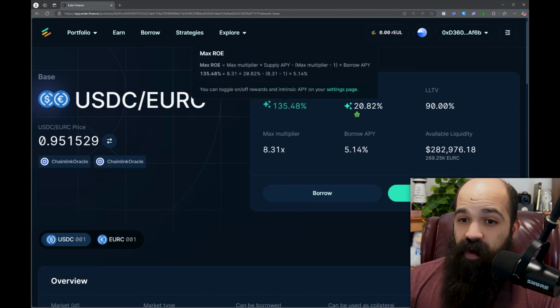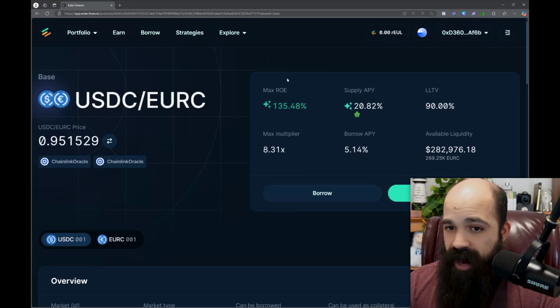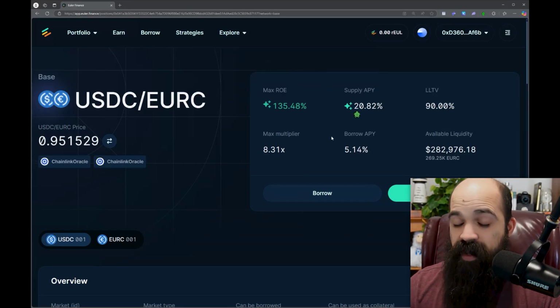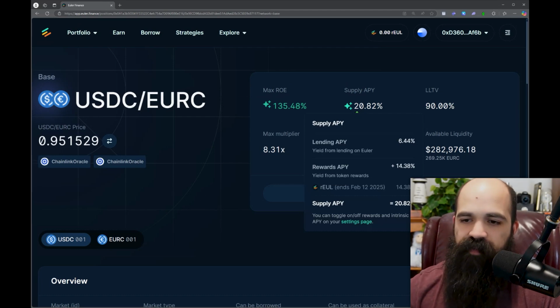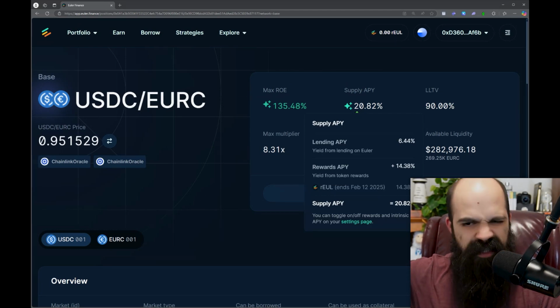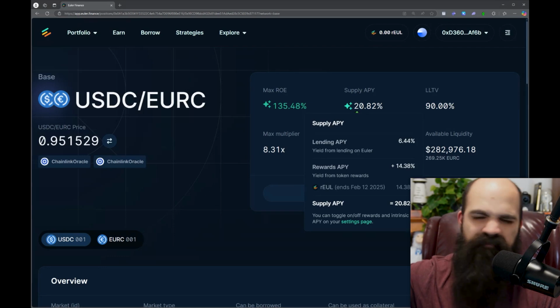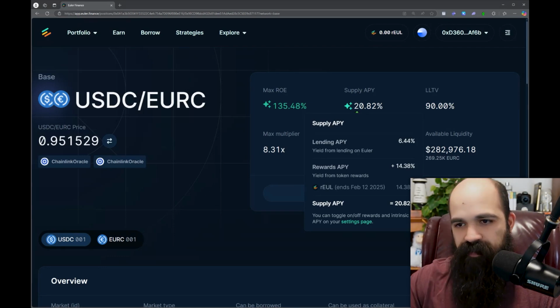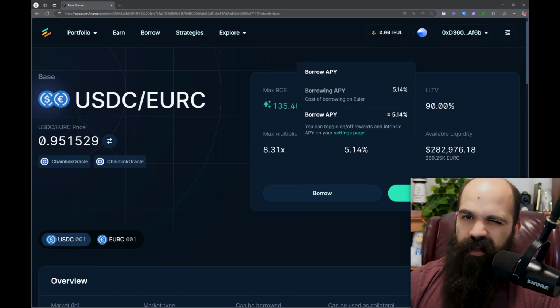So if you wanted to see what the max ROE would be without considering max vesting, you could do that. All you have to do is say, okay, if I immediately realize this, my rewards APY would be like an initial 3.5%, 3.75. Let's just call the lending plus the rewards immediate realization around 10% altogether. So 10% on the supply, 5.14 on the borrow. Let's just call that 5 for fun.